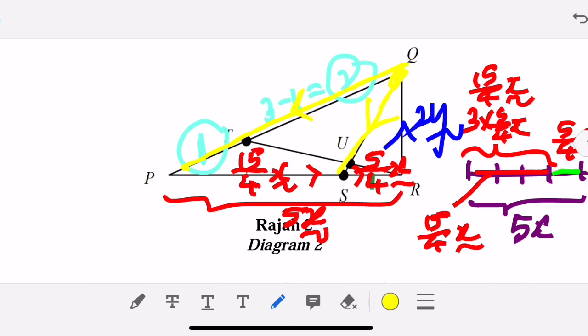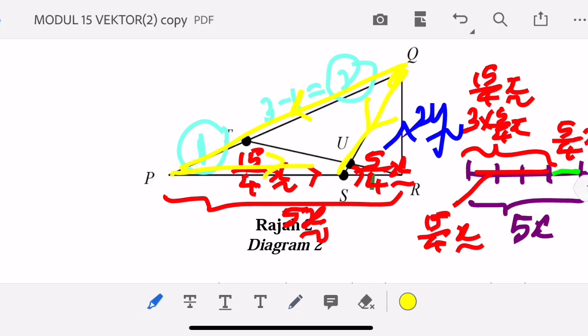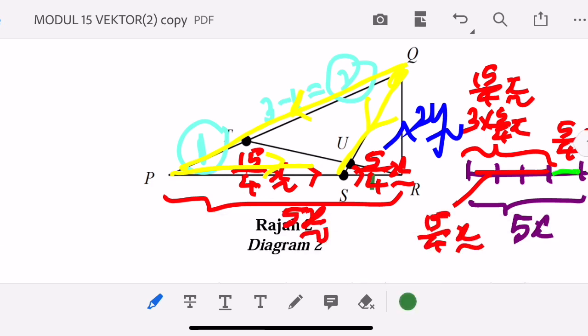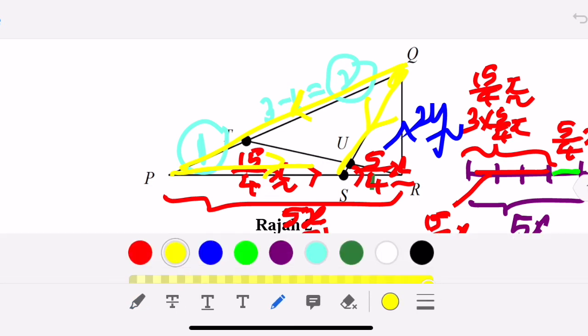So you have two ways to do it. Either you go from Q to P, then P to S. Alright, I'm not going to use Q to P, P to S because I don't have the vector from Q to P, right?